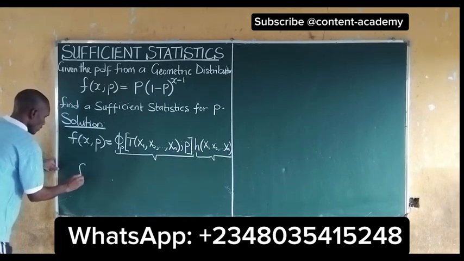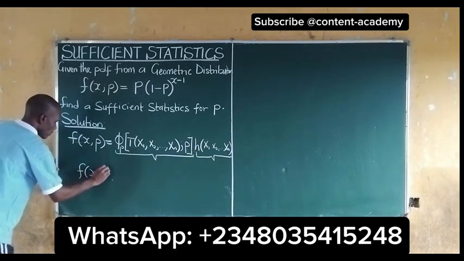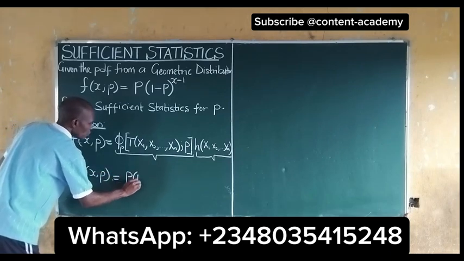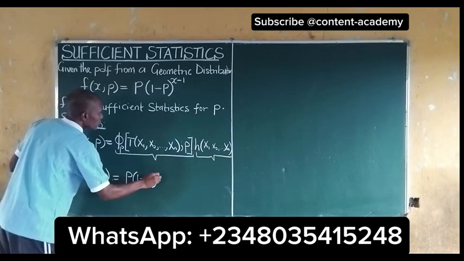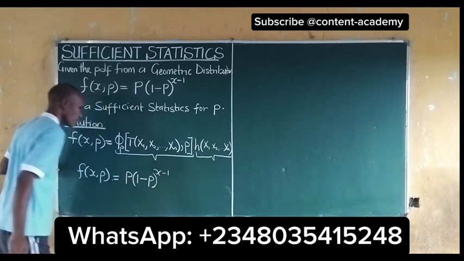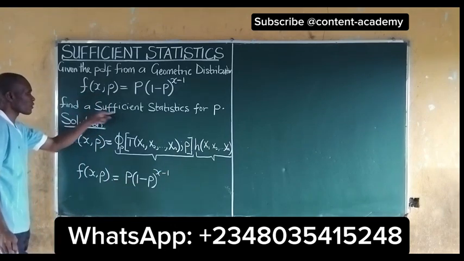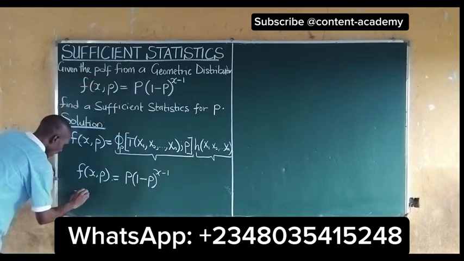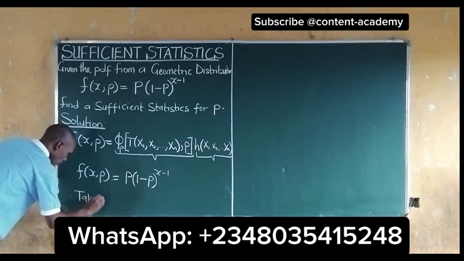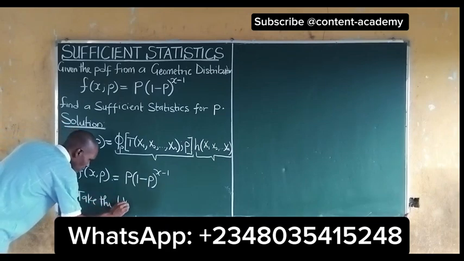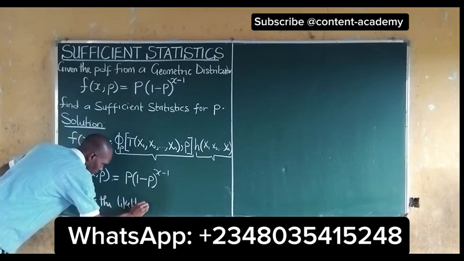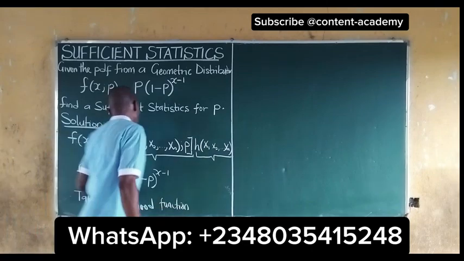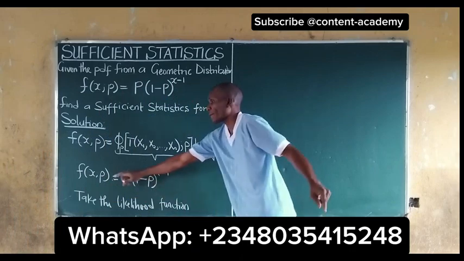So, given f of x given p is equal to p times (1 minus p) raised to x minus 1, of course we know this is the geometric distribution. Now we are asked to find the sufficient statistic for estimating p. The first thing to do is to take the likelihood function. So we take the likelihood function here.